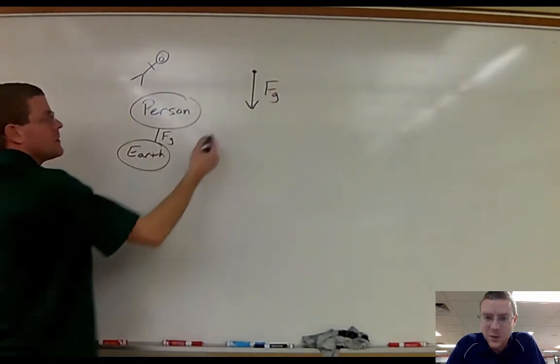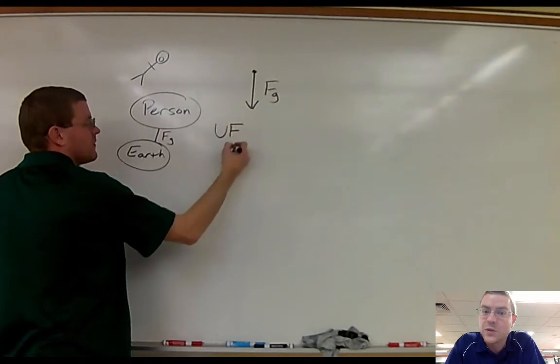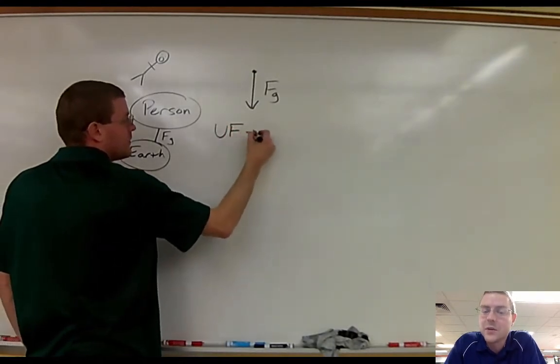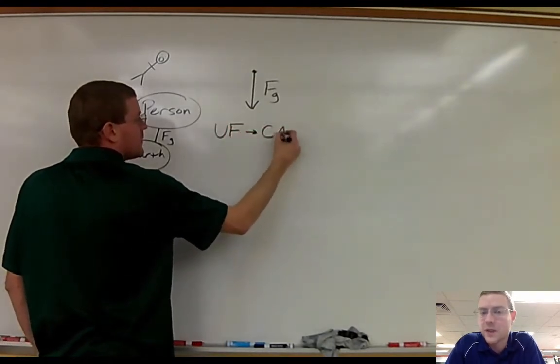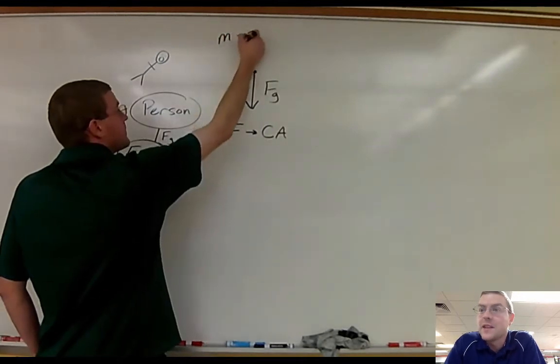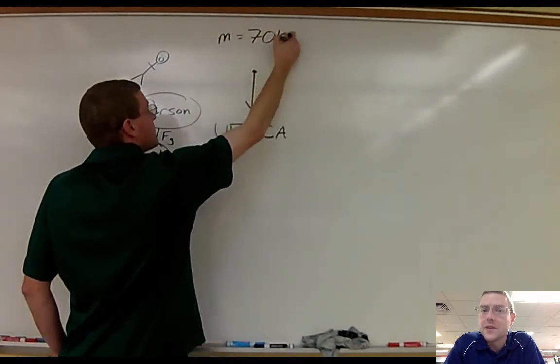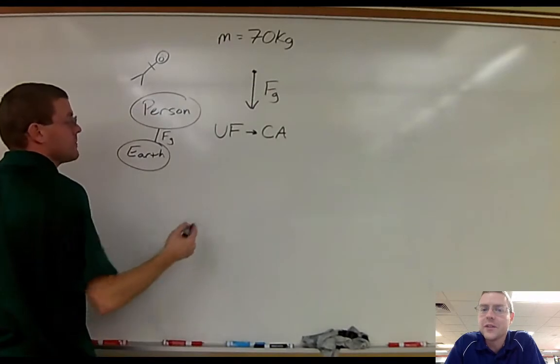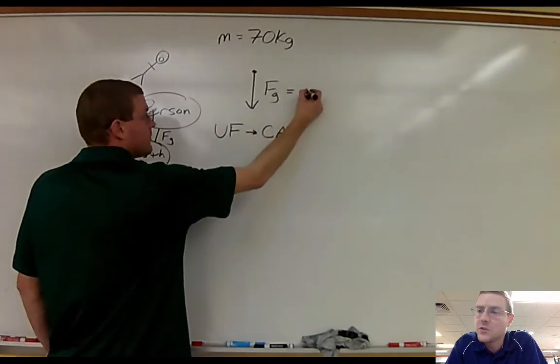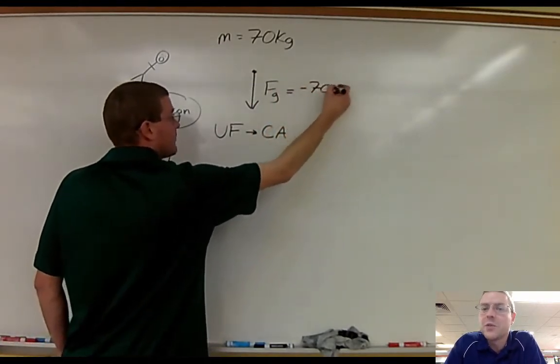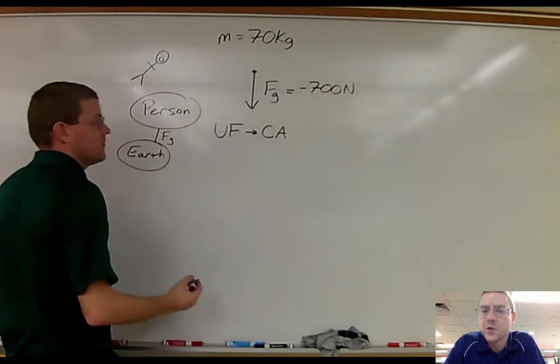So if that's the case, I see that my forces are unbalanced and know that I'm going to be constantly accelerating towards the ground. The problem gives me that he's 70 kilograms of mass, so automatically I can calculate the force of gravity by doing mass times 10 newtons for every kilogram, which means gravity's pulling him down with around 700 newtons of force.